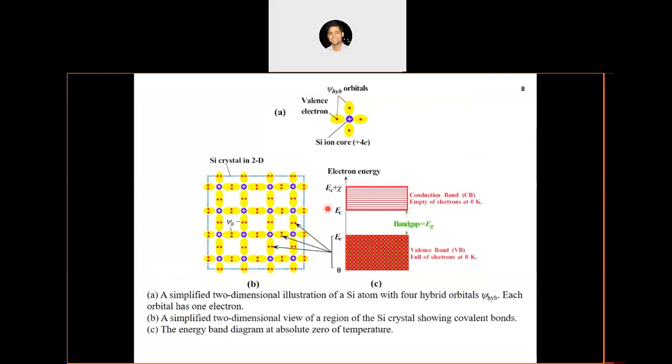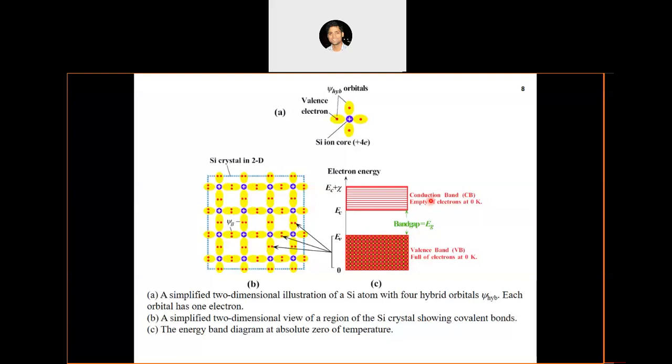This picture I just put in, but this is the same discussion which we had so far, represented in a different way. There are 4 valence electrons. Once we have hybrid orbitals, we will have 4 unpaired electrons, and then this kind of bonding will happen. Basically these covalent bonds will form, and this is the band structure of a typical semiconductor, where there will be a valence band which is full at 0 Kelvin, and empty states or conduction band, which will not have any electron at 0 Kelvin.